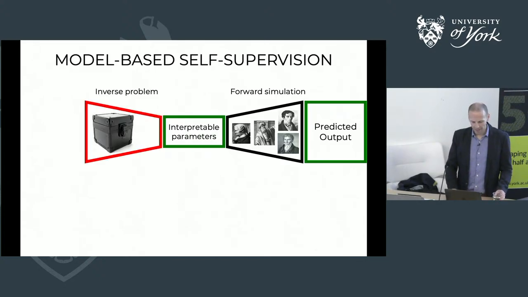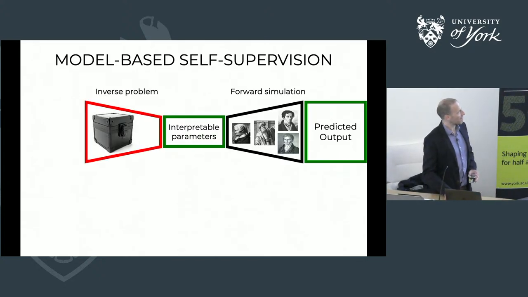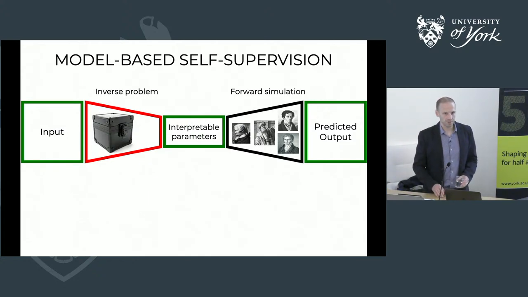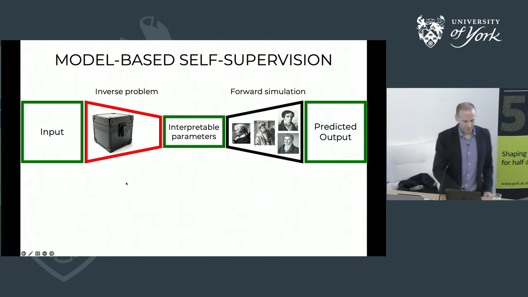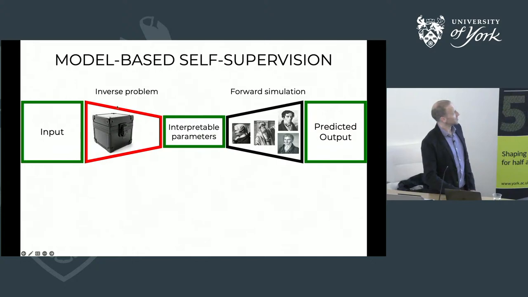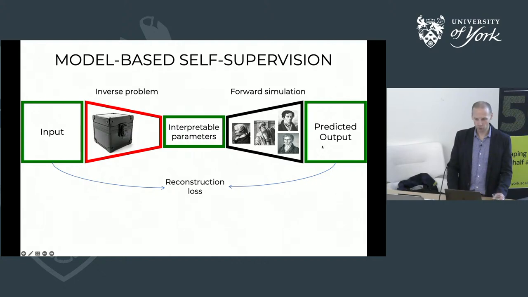Now, the way we use that is we use it to train our black box, which is going to try and solve the inverse problem. So I'm going to try and take my input image. This black box is going to learn to get me back my interpretable parameters. And the way I'm going to know if it's working is because I'm going to put it back through the bit that we do know, the fixed bit, the forward model, get a prediction, and then I can compare the two. I can train from that.